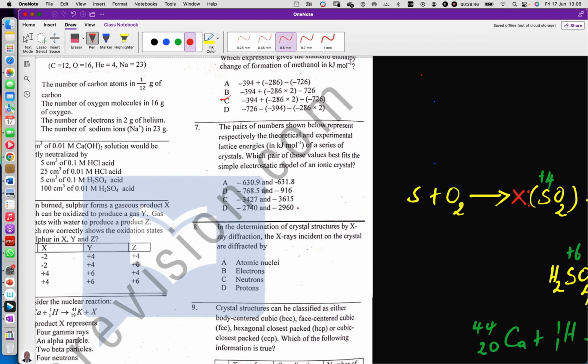This one, there is a big gap there. D, there's a big gap. C, there is a big gap. 7, there is a 7 and a 9. There is a big gap.